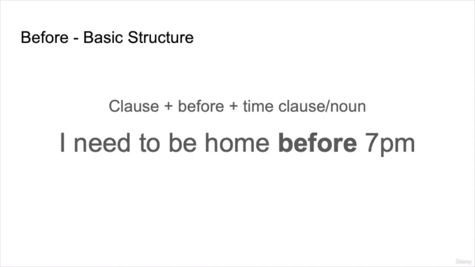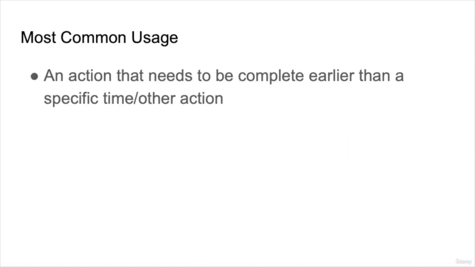When using the word before, we use a clause before and a time clause, or a noun. I need to be home before 7, so this is a specific time. Before has many uses, but its meaning is quite simple. So we use before when talking about an action that needs to be complete earlier than a specific time, or another action. So something needs to be complete before a time or another action.